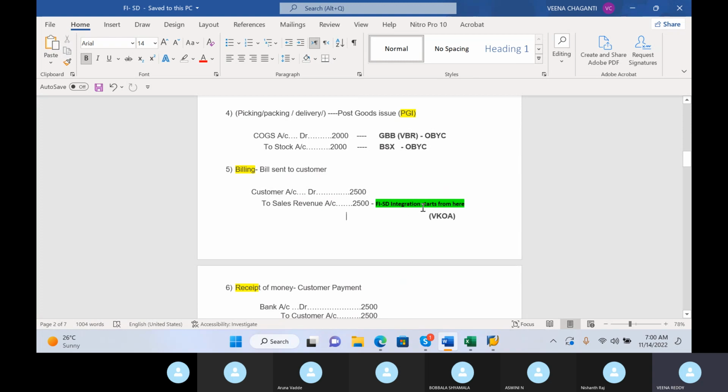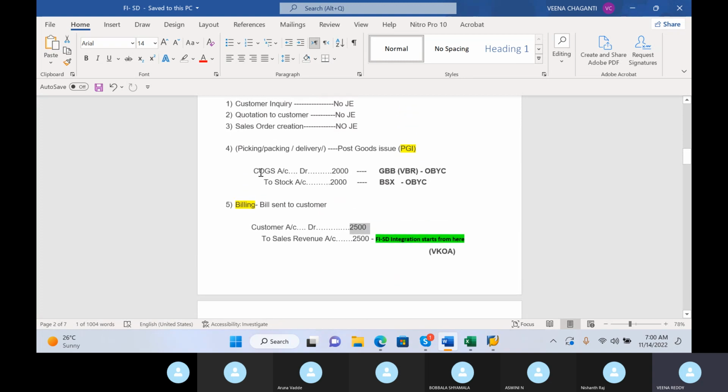So FISD integration starts from VKOA. This is the billing time. Here the FISD integration will start. Okay, as I said, the customer is receiving the bill. From here only, he will be involved from receiving the bill. He will pay. From here only FISD integration will start.